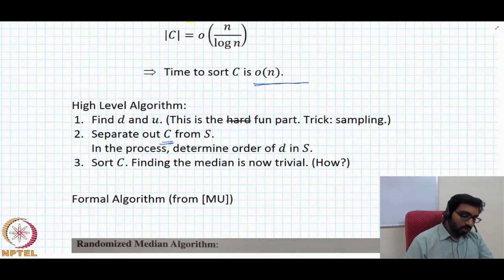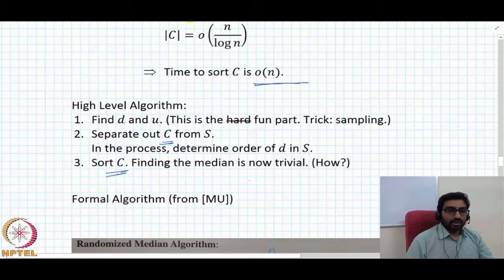And so then what we do is we sort the set C. And now think about it. Given the order or the position of the item D in the sorted view of S, and the fact that you have sorted C, it should be easy now to find the median. So take a moment, pause, and make sure you know how the median can be computed in this context.